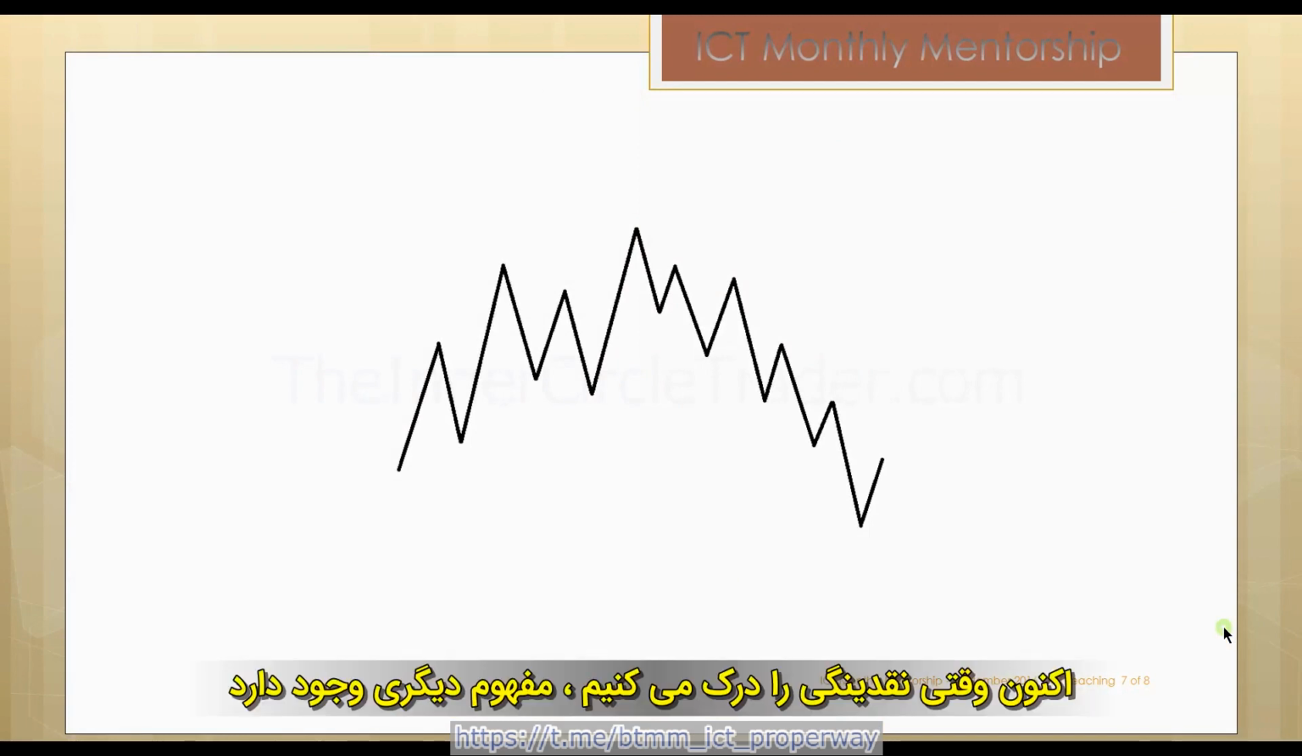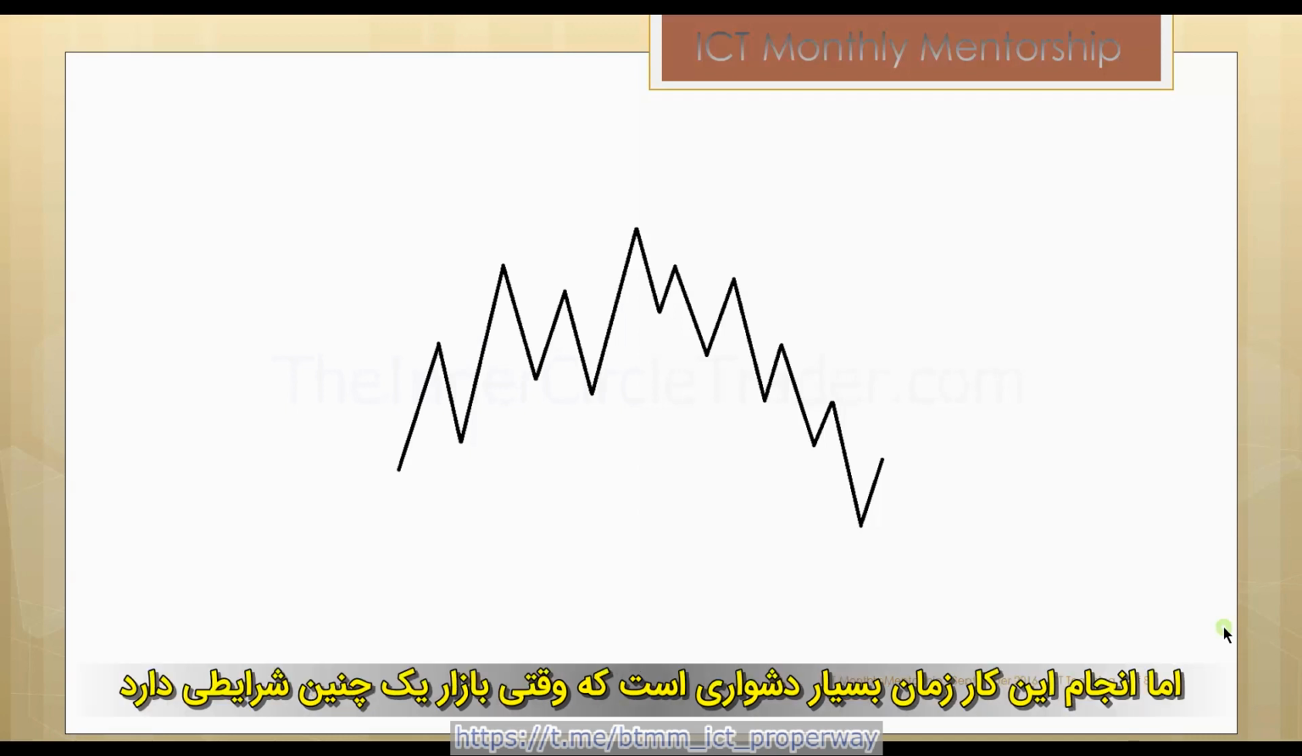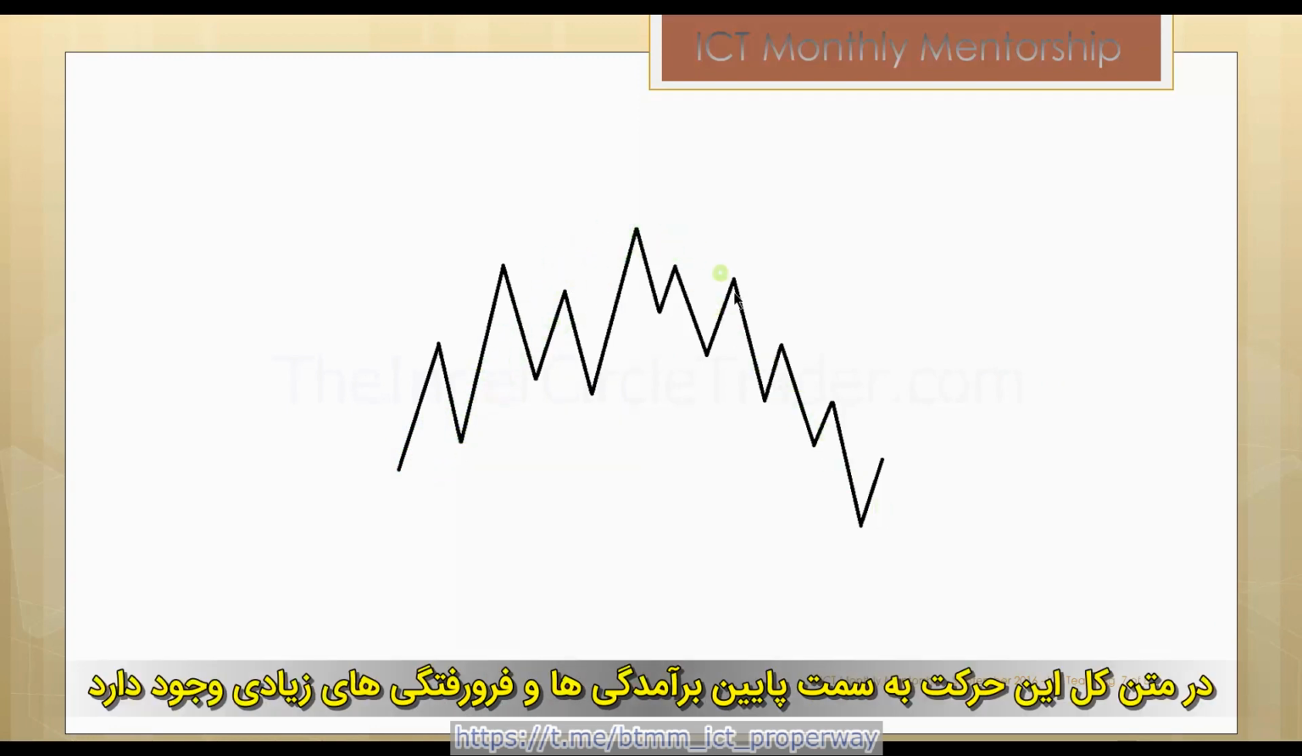Now, there's another concept when we understand liquidity. The market has a tendency to run out old highs and old lows, but it has a very difficult time doing that when the market has conditions like this. When the market moves higher, generally we can see a move higher and then it moves lower here. Now, in the context of this entire move lower, there's a lot of peaks and troughs here. A lot of peaks and troughs.